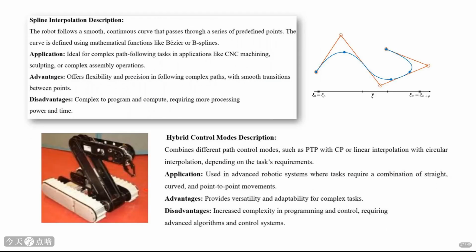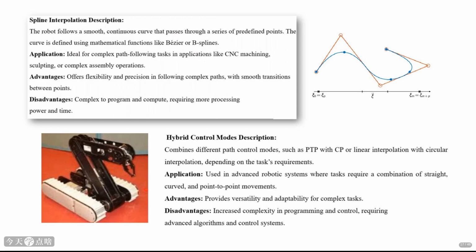For more intricate shapes, we use spline interpolation. This allows the robot to follow a smooth, curved path passing through several points, not just straight lines or arcs. Think of sculpting or complex machining. Splines provide flexibility and smooth transitions.